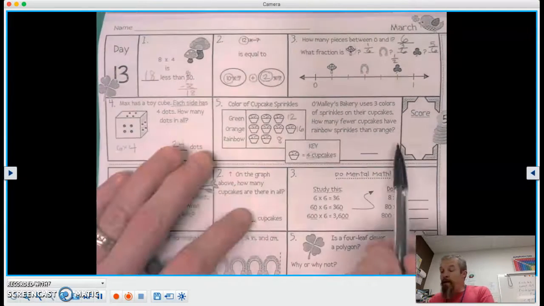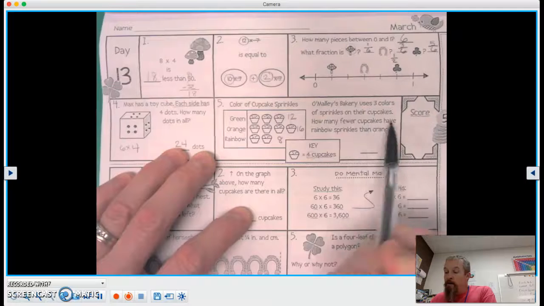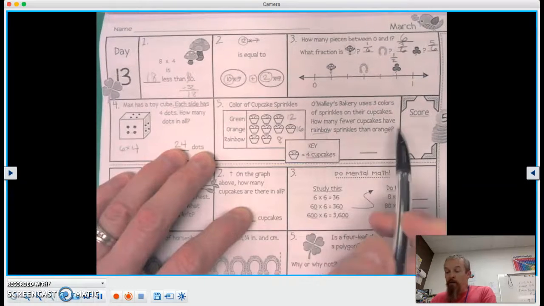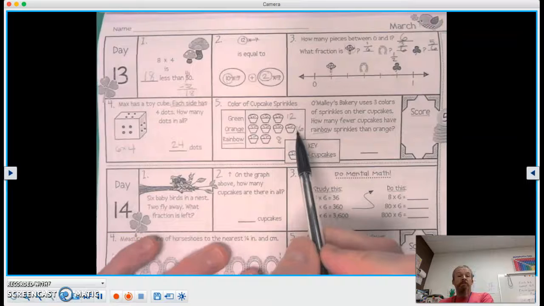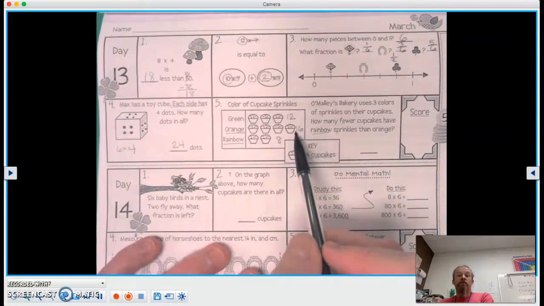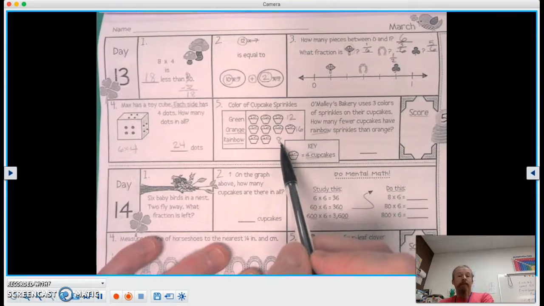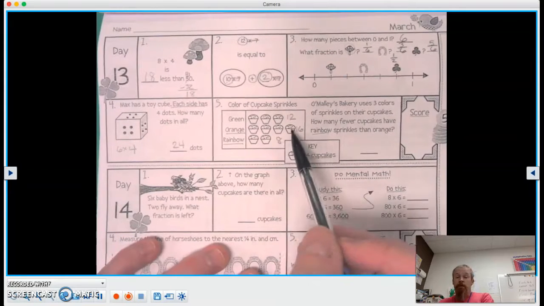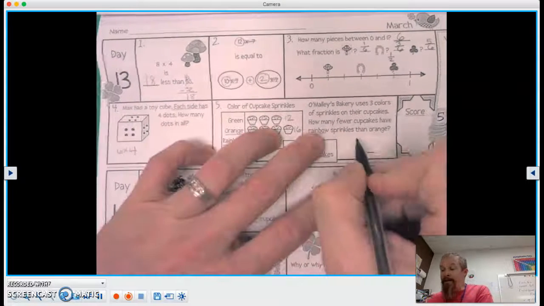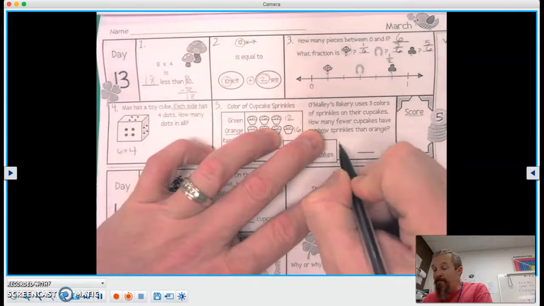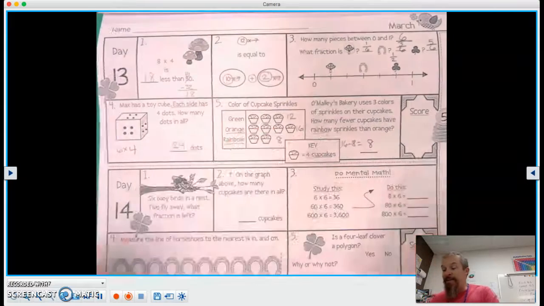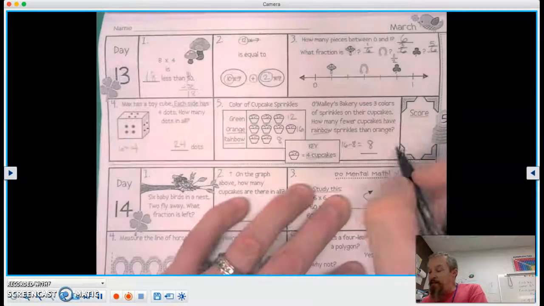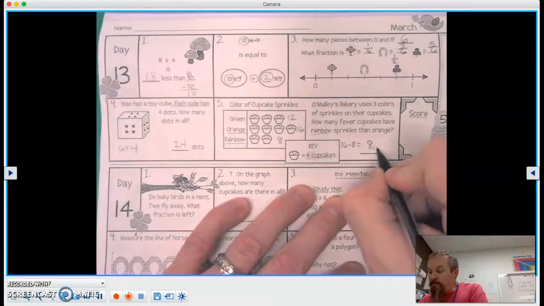So we are comparing rainbow and orange. So here's rainbow, here's orange. Well, if there's 16 orange, there's 8 rainbow. How many fewer rainbow? Well, 16 minus 8 equals 8, because 8 plus 8 equals 16. 8 cupcakes.